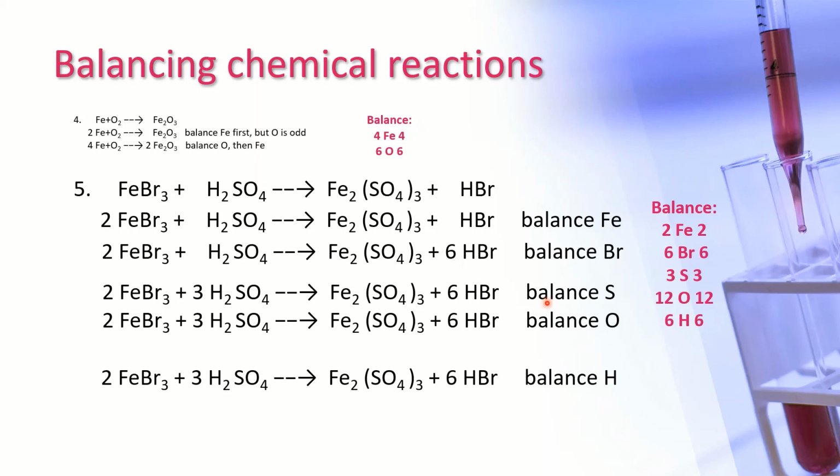Next, you balance sulfur. There are 3 sulfur at the right, so you have to add coefficient 3 before sulfuric acid to balance the number of sulfur. In adding 3 here, you also balance the number of oxygen because this is SO4 and also SO4 here. So the number of oxygen is 12, 4 times 3 is 12, and same here, 3 times 4 is 12. And last, balance the number of hydrogen. There are 6 here and 6 here. Actually, the number of hydrogen is already balanced when coefficient 3 was added before sulfuric acid.